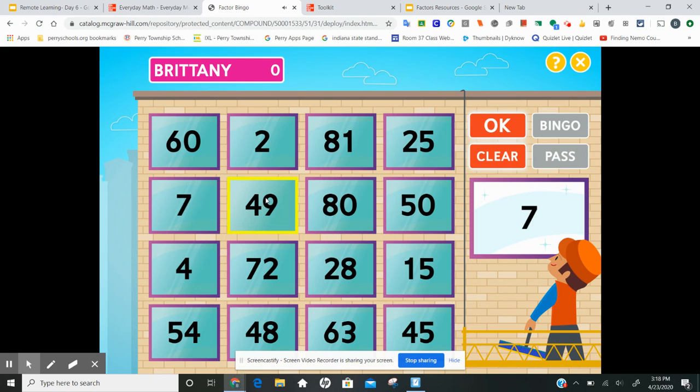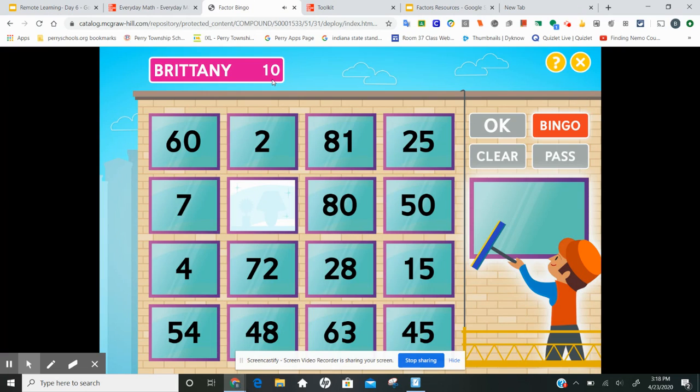So I can click 49. I like that, so I'm going to click OK. So then it's going to be 10 points. That's awesome. Okay, so now I need to click this button again. It's going to give me a new factor to try.